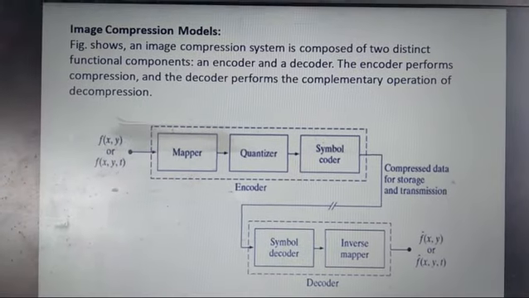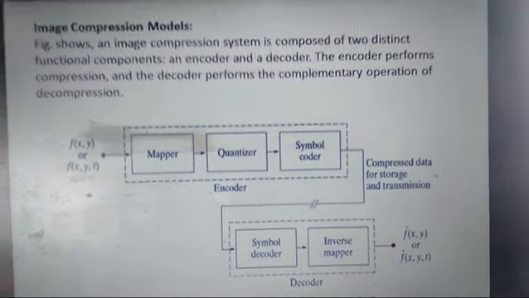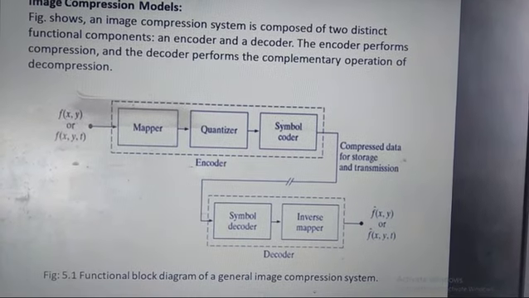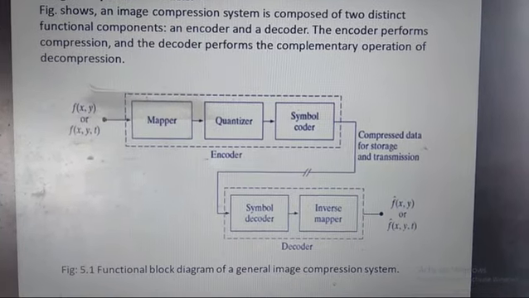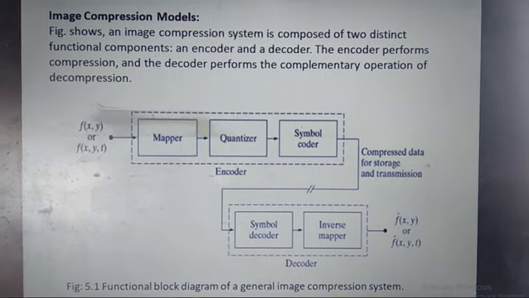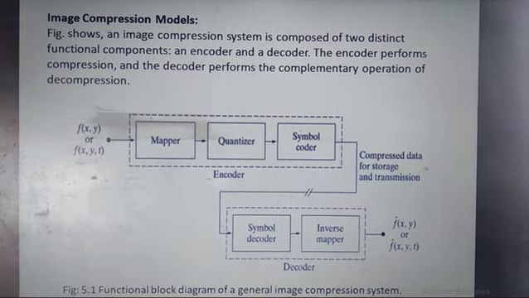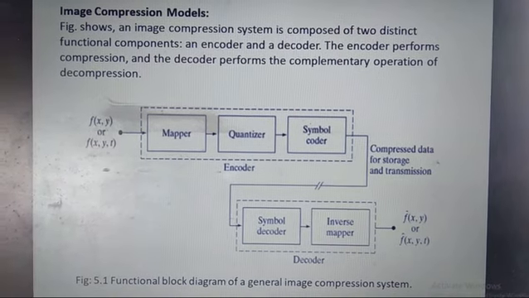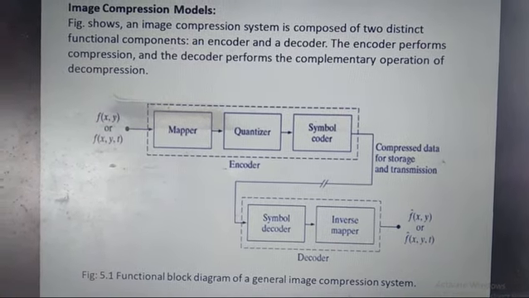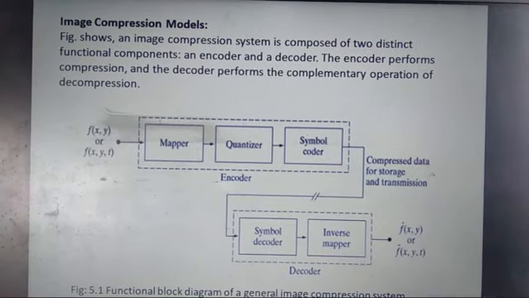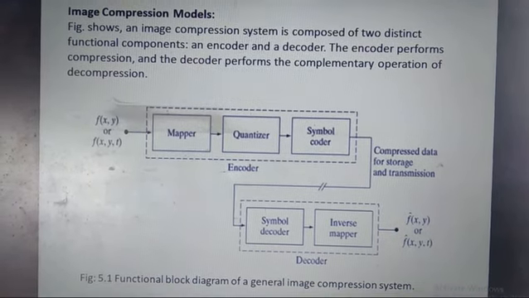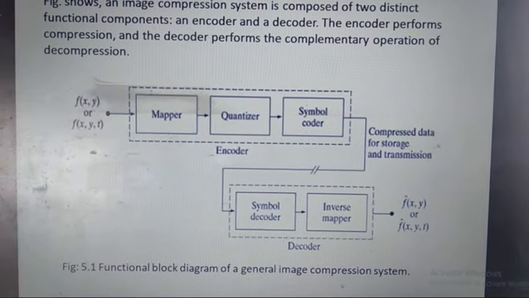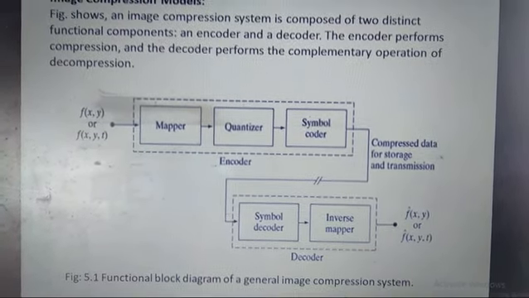Next point is the image compression model. The figure shows a general image compression system, in which the encoder and decoder are shown. An image compression system is composed of two distinct functional components, that is the encoder and the decoder. The encoder performs the compression and the decoder performs the decompression. Let us see the encoder and decoder parts one by one.